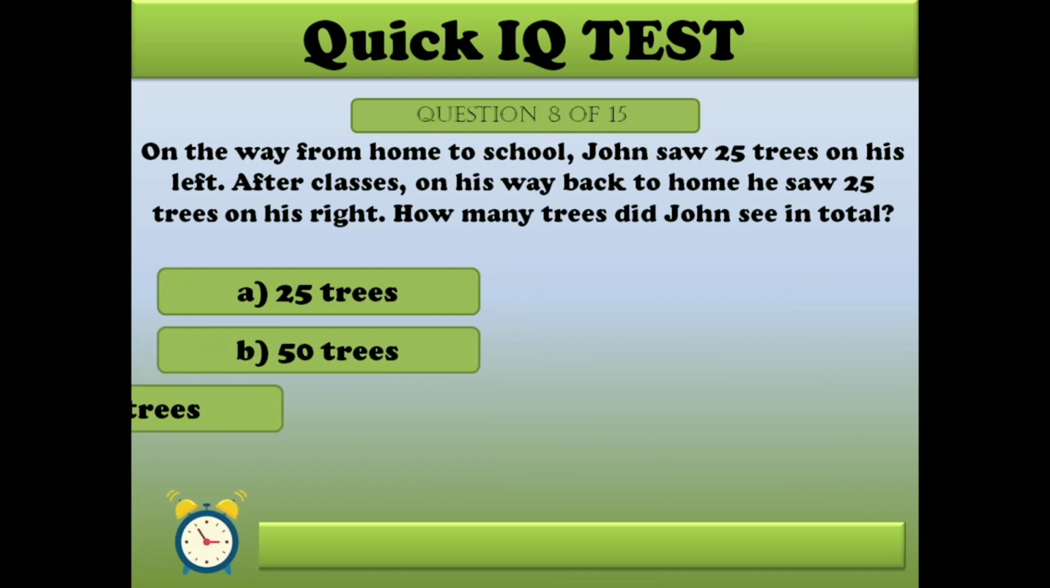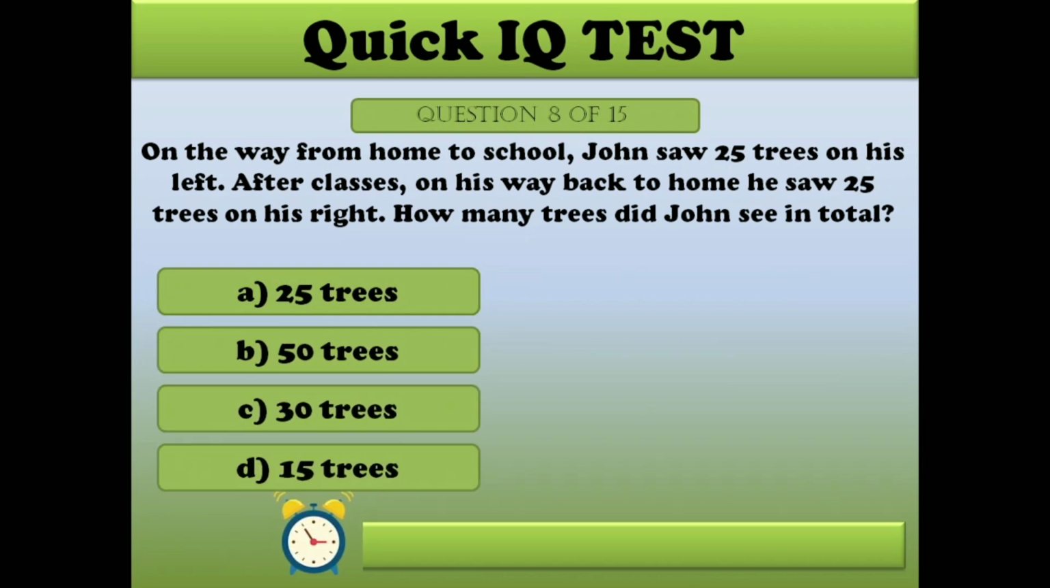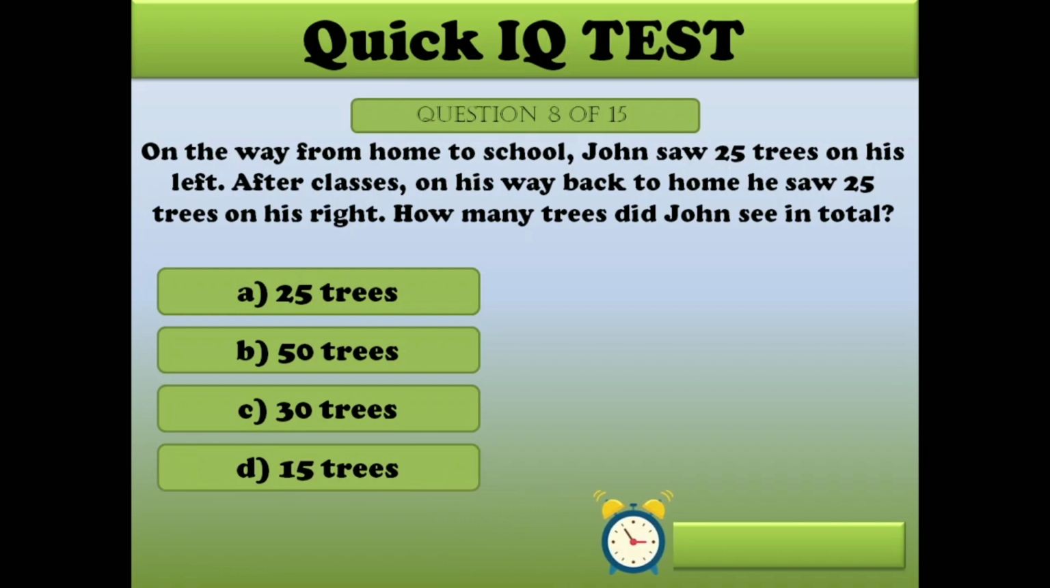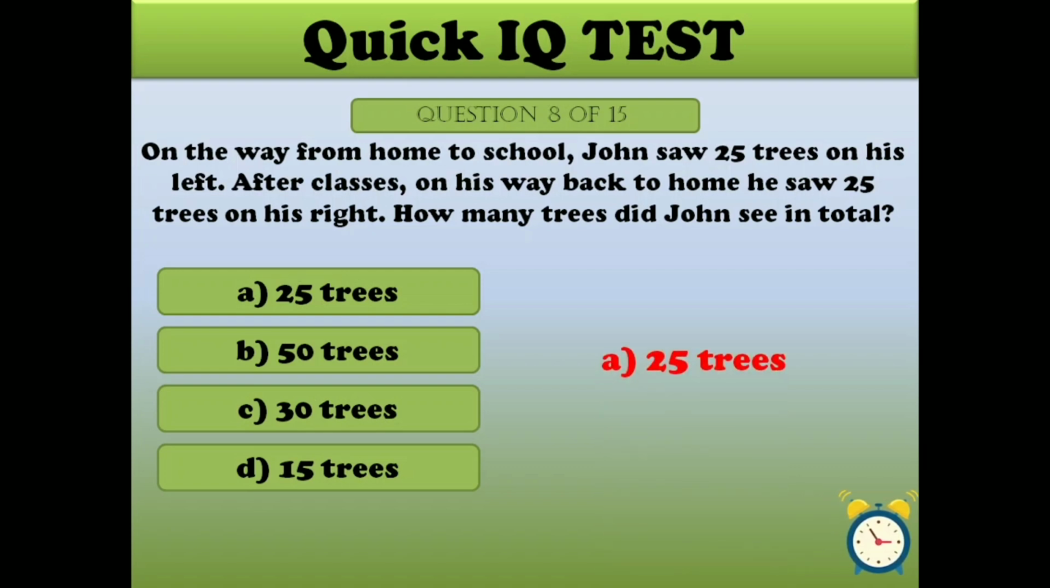On the way from home to school, John saw 25 trees on his left. After classes on his way back home, he saw 25 trees on his right. How many trees did John see in total? So your answer is option A, 25 trees.